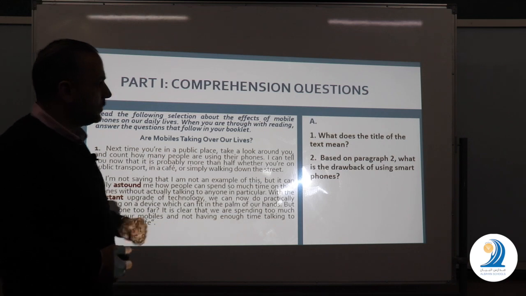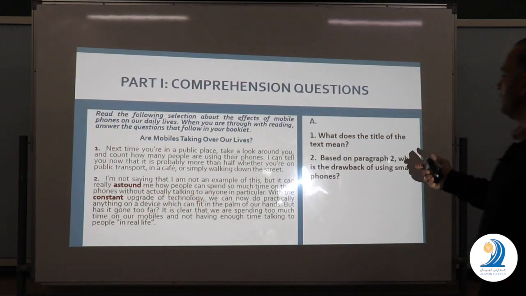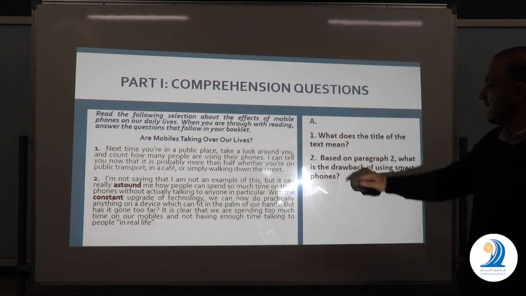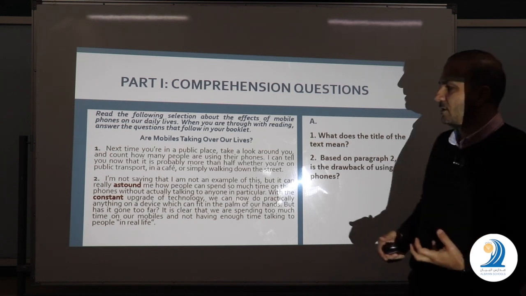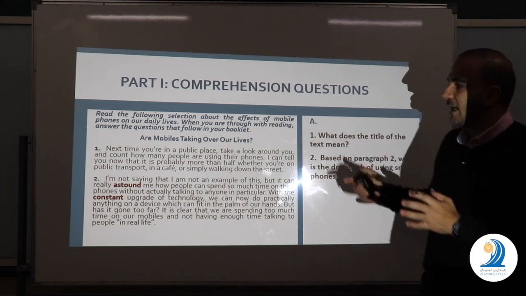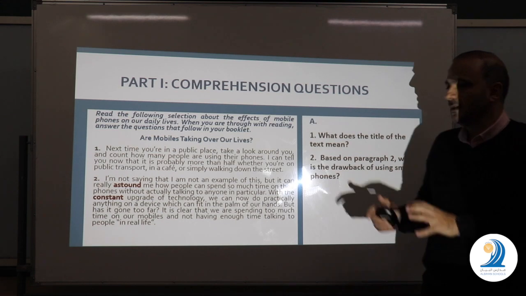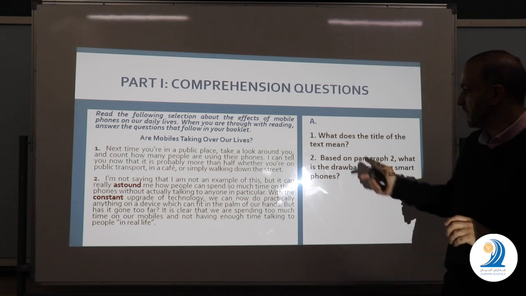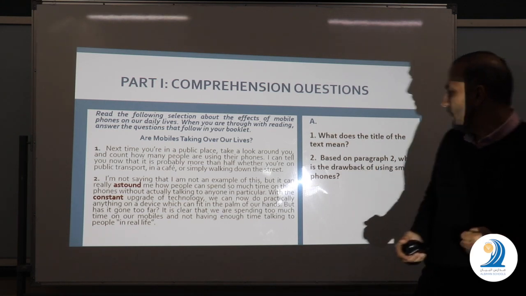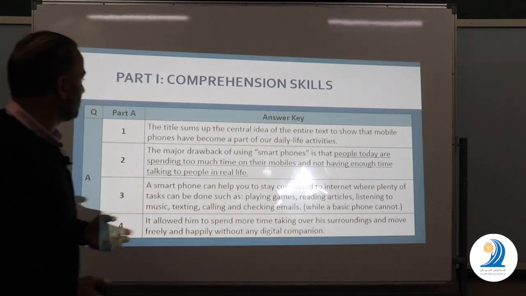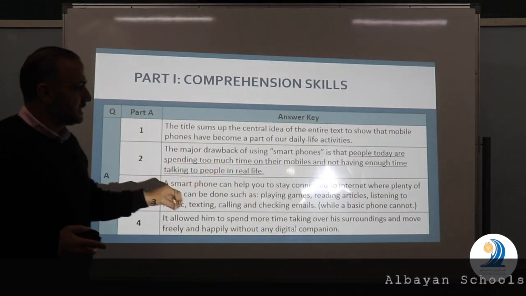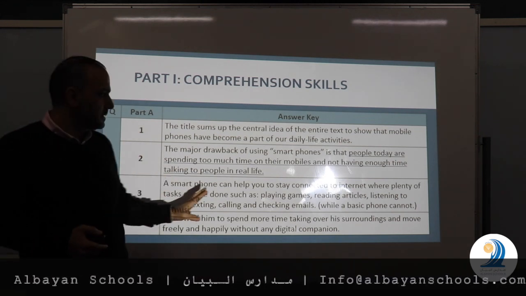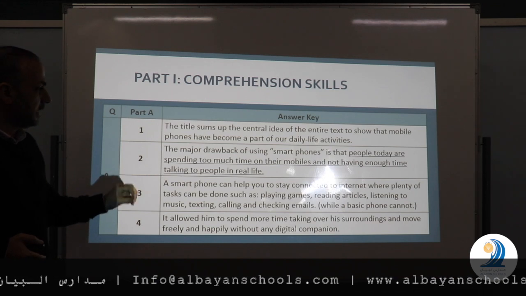The second one: based on paragraph 2, what is the drawback of using smartphones? As we agreed last time, a drawback is a disadvantage, and we are talking about the negative side effects of having a mobile phone. Let's see the answer. The major drawback of using smartphones is that people today are spending too much time on their mobile phones and not having enough time talking to people in real life.